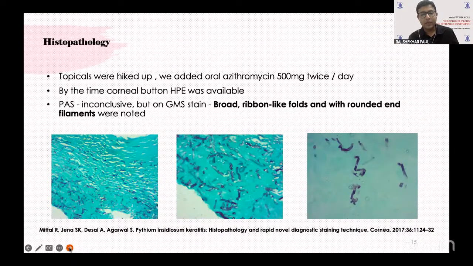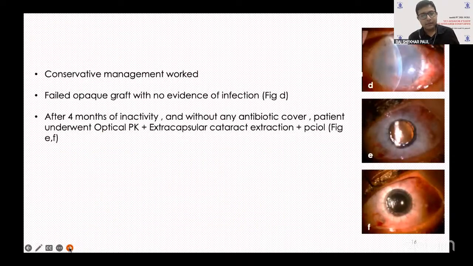And by 1 week, we confirmed that this is Pythium because of the broad ribbon-like folds with rounded ends, which were noted. Somehow the conservative management was continued in the form of linezolid and azithromycin. The patient was healed medically, and after four months of inactivity, we did an optical PK.